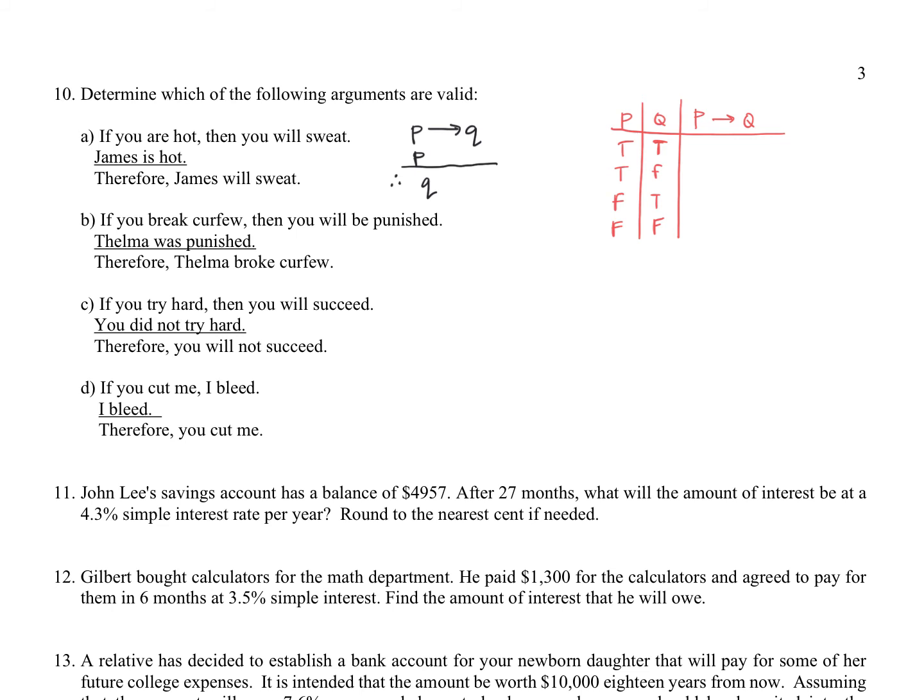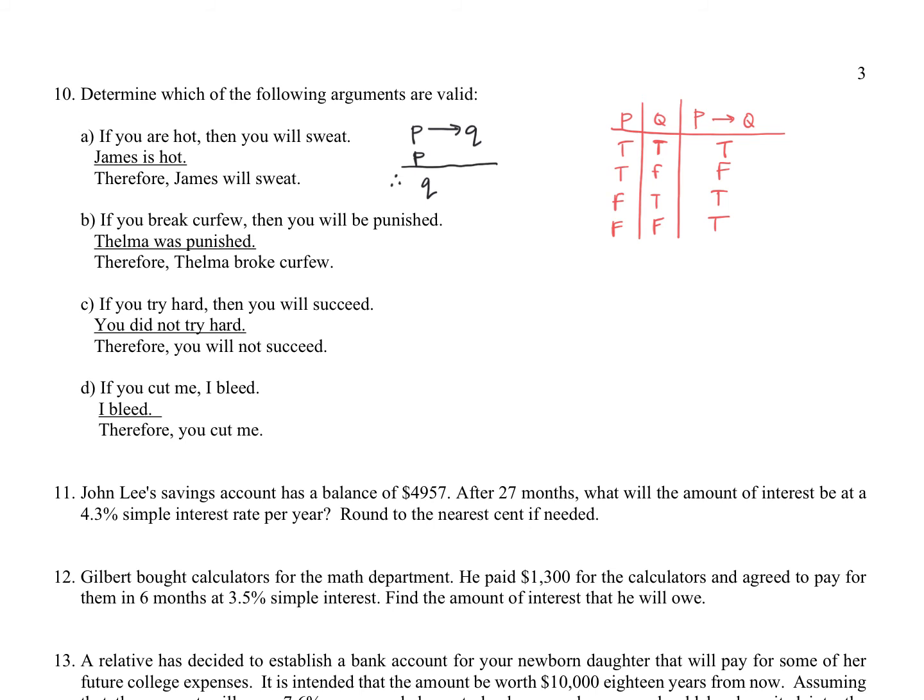P implies Q. Well, let's say this is false when the first thing is true and the second thing is false. Okay, so true, true would be true. True, false is false. If the first thing is false, it's automatically true. So we'll have true, false, true, true.